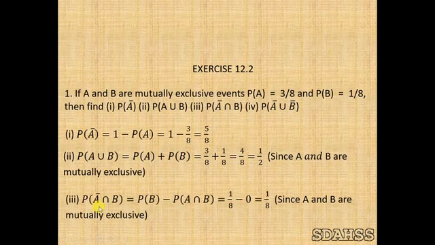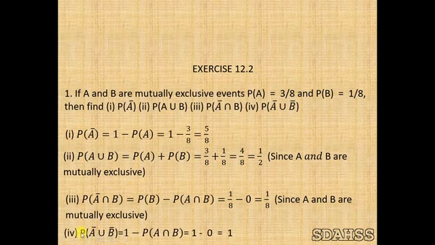Subdivision 3. P of A bar intersection B. Its formula is P of B minus P of A intersection B, which is equal to P of B is 1 by 8 minus P of A intersection B is 0, because A and B are mutually exclusive events. So its value is 0. So 1 by 8 minus 0 is 1 by 8.